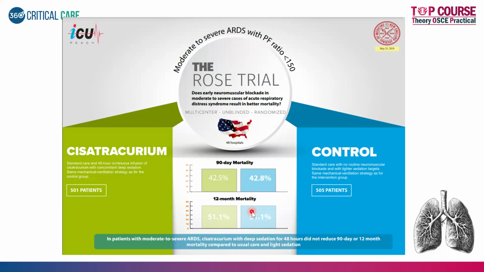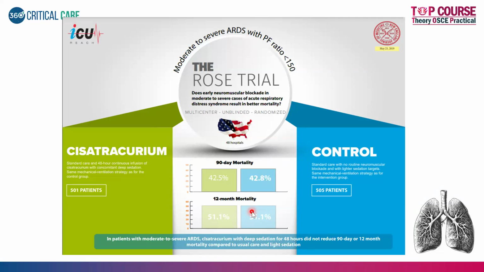The problem with this was probably, one, the ROSE trial was actually unblinded as compared to the ACURASYS trial. The other issue would be the sedation strategies which were used. In the ACURASYS trial, they relied on heavy sedation for patients who were receiving cisatracurium, whereas in the ROSE trial, the control group was actually on a lighter sedation. So this they attributed to the negative outcome of the ROSE trial.